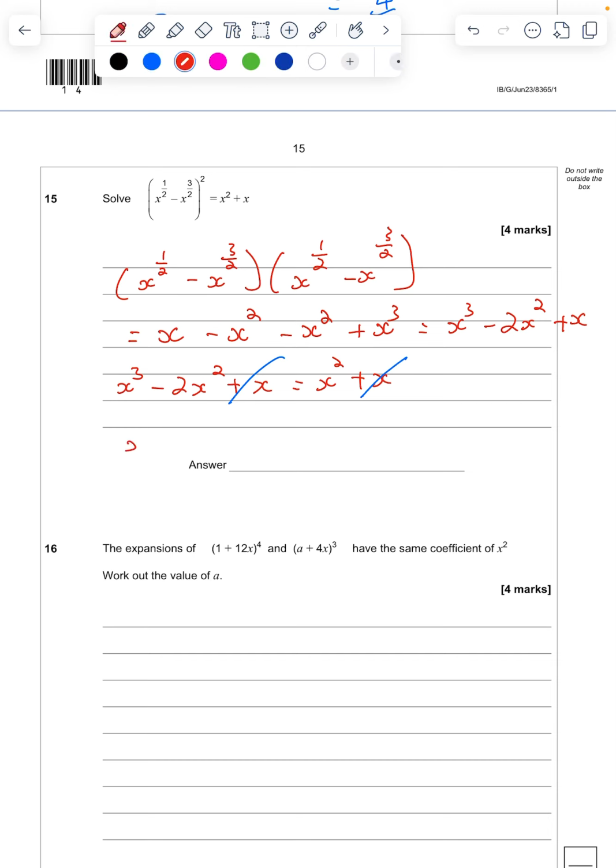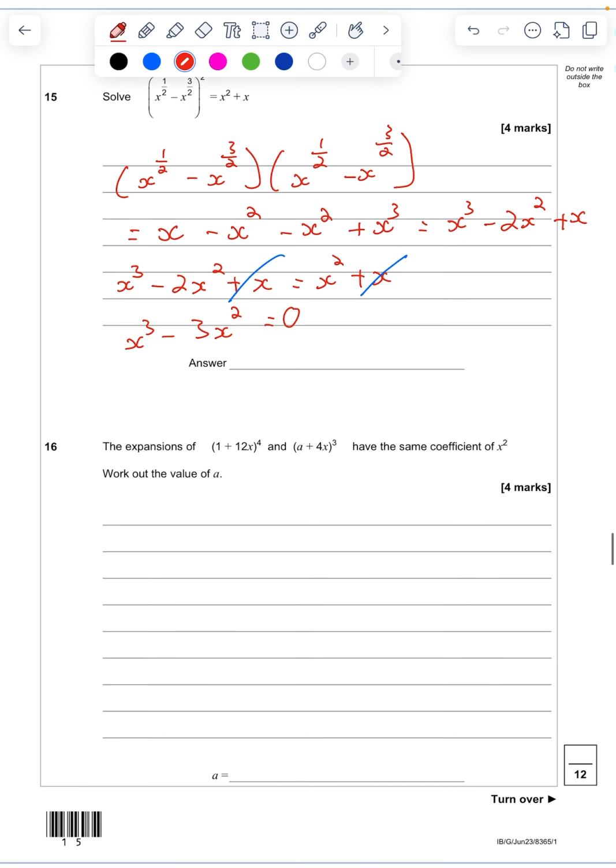x cubed, take away 3x squared is equal to 0. Now let's factorize out an x squared. So x squared bracket x take away 3 equals 0. So therefore x squared must be 0, so therefore x would be equal to 0. And you've got x take away 3 would be 0, so x is 3. So you've got two solutions here. You've got x is 0 and you've got x is 3.